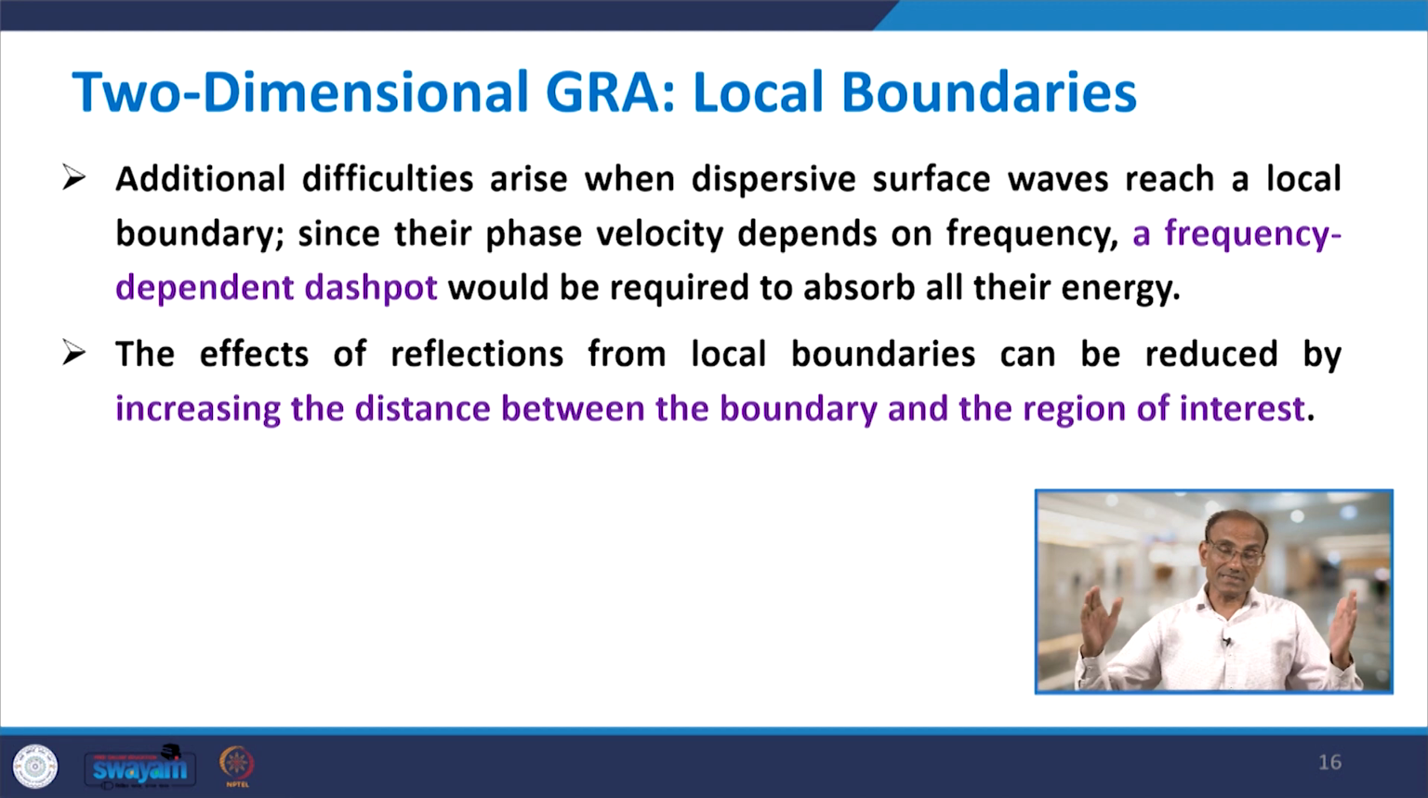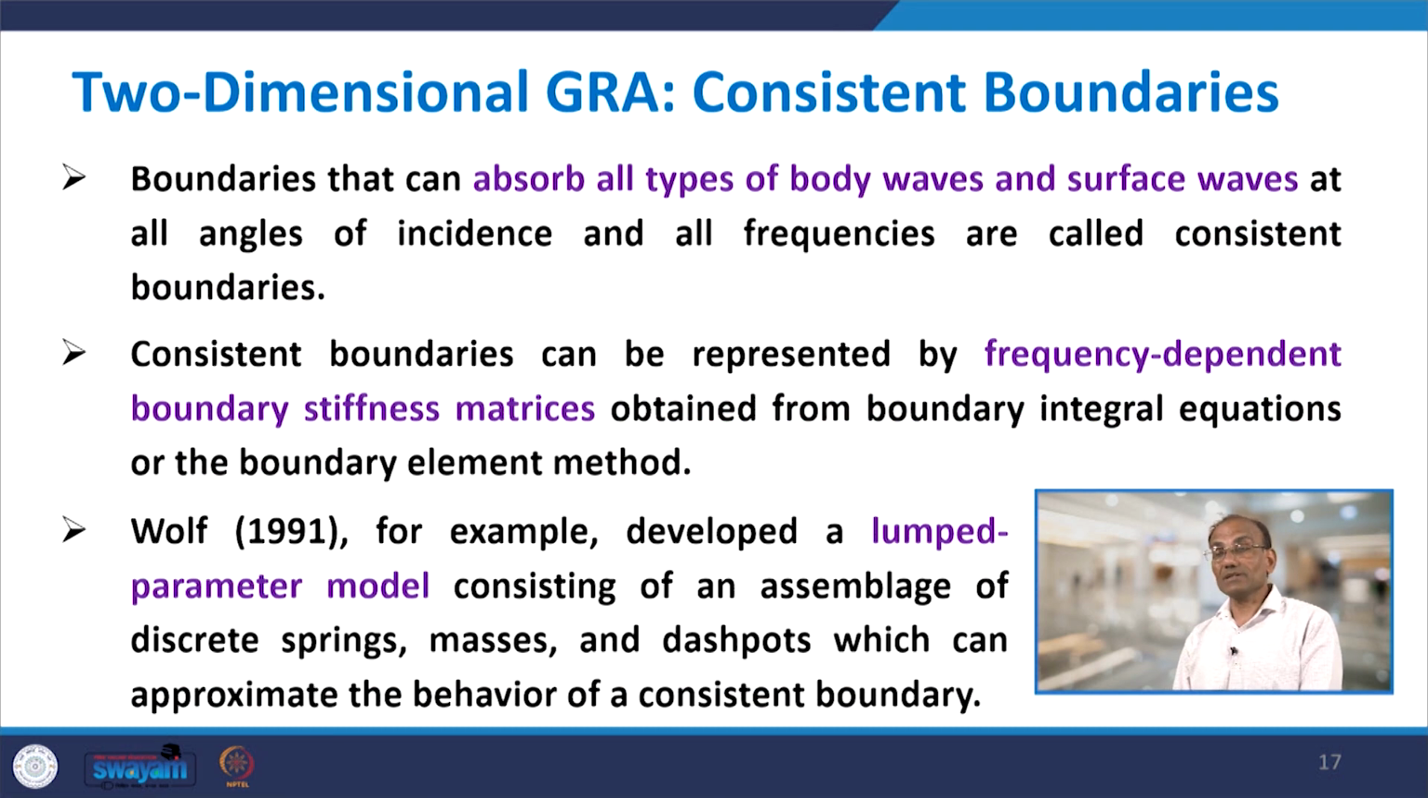If you use a larger size of region, then when these waves strike this boundary, they may already be damped out, and in that case this dashpot may be more effective. Now the last one, that is the third type of boundary, the consistent boundary.